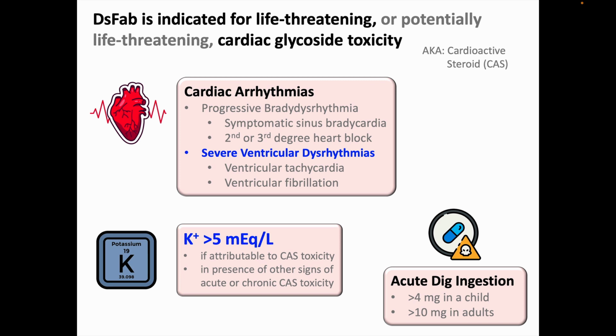In the days before digoxin-specific antibody fragments, many dig-toxic patients with potassium greater than 5.5 died, while most with a potassium of 5 or below would survive. Patients with large acute digoxin ingestions should also be treated, and we probably wouldn't wait for them to show severe signs and symptoms. What's a large acute ingestion? At least 4 milligrams in kids and 10 milligrams in adults.